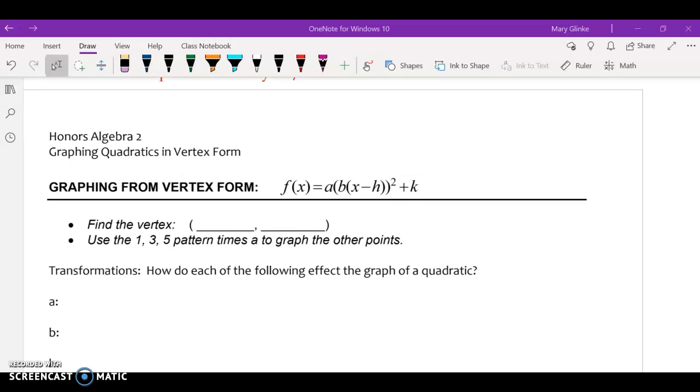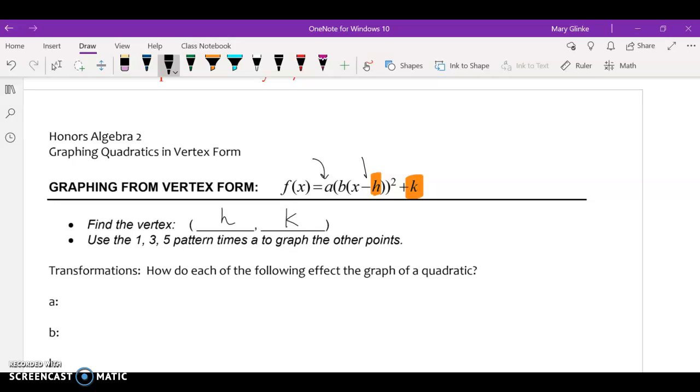Today we're going to be graphing from vertex form. Vertex form is different than standard form. It is where you have the vertex clearly stated in the equation itself. So your vertex is going to be at the point (h, k) when your quadratic is written in this way. So you're going to have f(x) equals your a value out in front, your b value inside your parentheses, factored out from your x minus h, and then you have the plus k at the end.